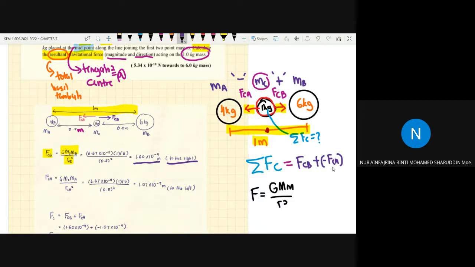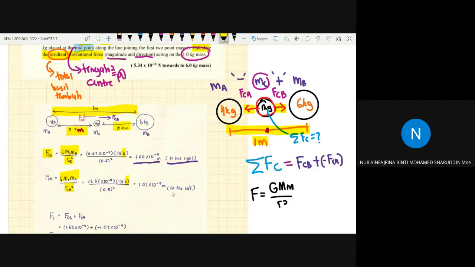Sekarang kita nak cari FCA pula. So, untuk FCA sama juga. Awak masukkan ke dalam formula gravitational force. Sebab kita nak cari gravitational force, so masuklah mass C darab dengan mass A over distance C to A squared. So bila dah masukkan value dia, sebab kita dah tahu mass C adalah 1 kg, mass B contohnya 6 kg dan mass A adalah 4 kg. Dan distance dia masih sama sebab dia berada di tengah-tengah. So bila dia di tengah 0.5 and 0.5.